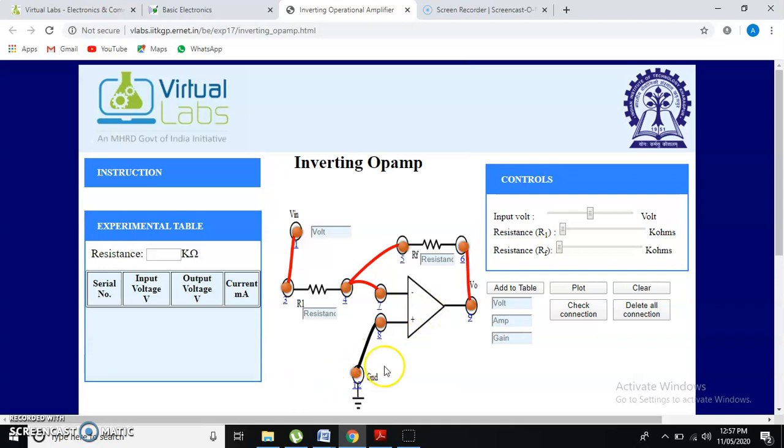So now I am adjusting R1 to 1 kilo ohm. Let us adjust the R1 value to 1K. RF is also 1K, so let us adjust the RF value to 1K. Okay. Now let us say the RF value is 5 kilo ohm. RF value is 5 kilo ohm.